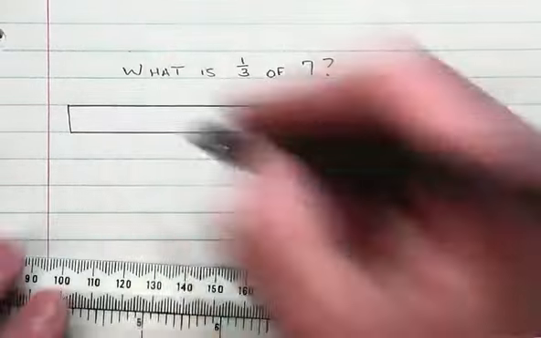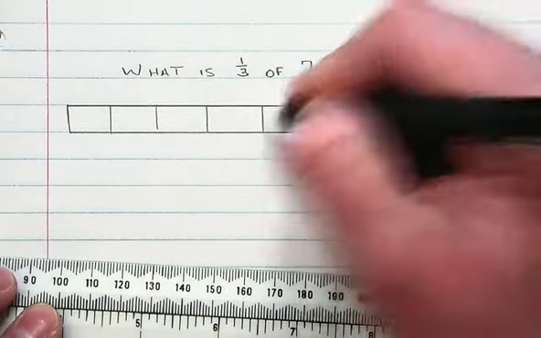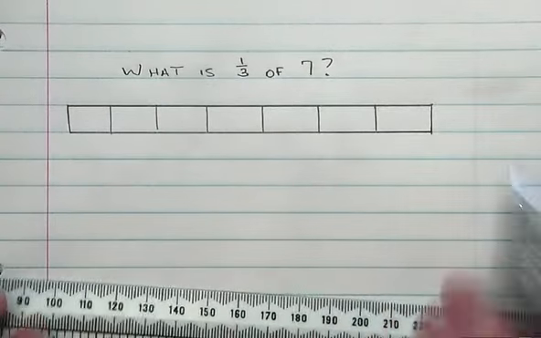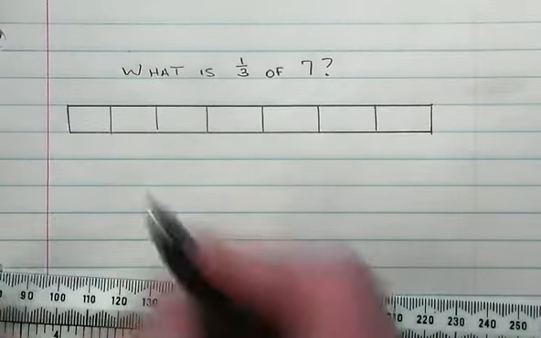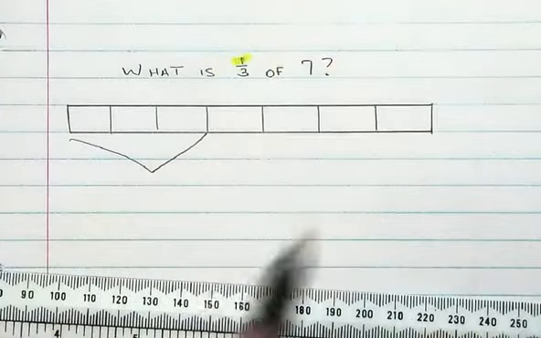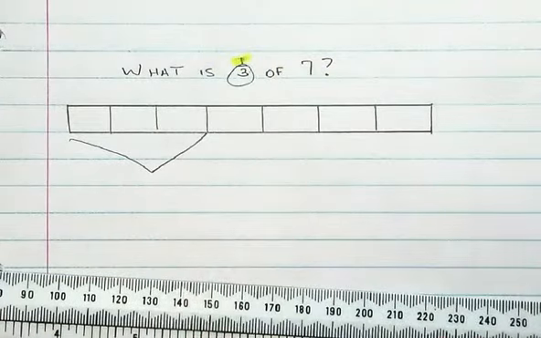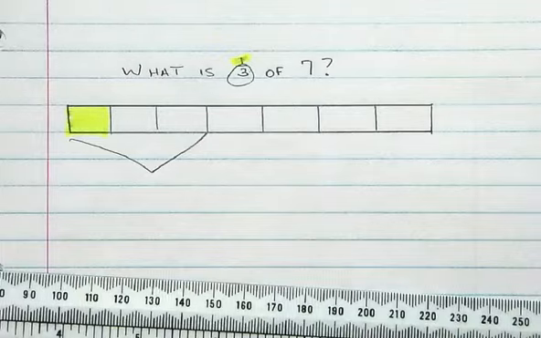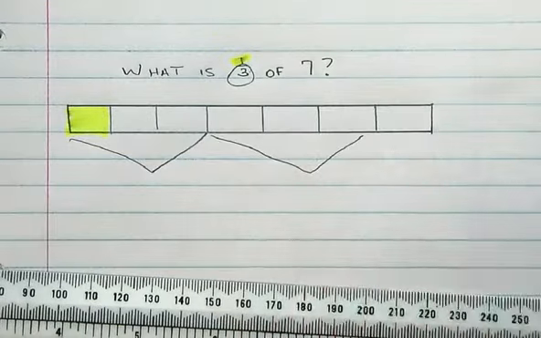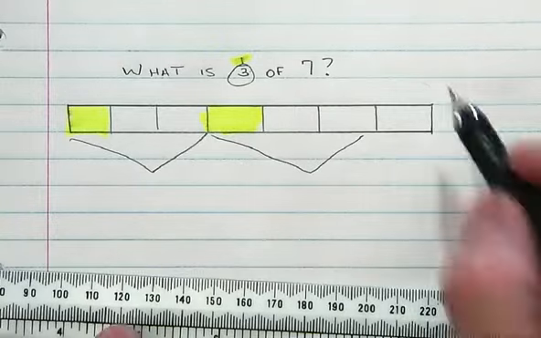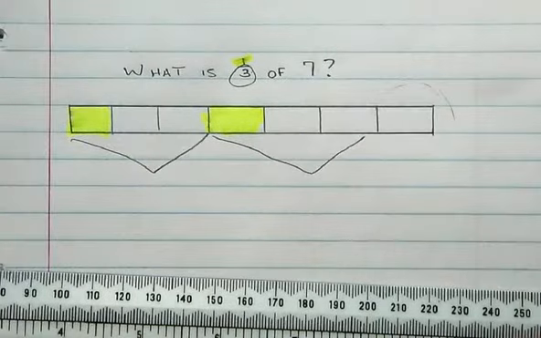And let's see. 1, 2, 3, 4, 5, 6, 7. And again, I'm going to group these in 3 because I want to make sure that I highlight 1 out of every group of 3 that I see. So the first group of 3, I'm going to highlight the very first one. I see that I have a second group of 3. And then I'm left with 1, just 1 here at the end.